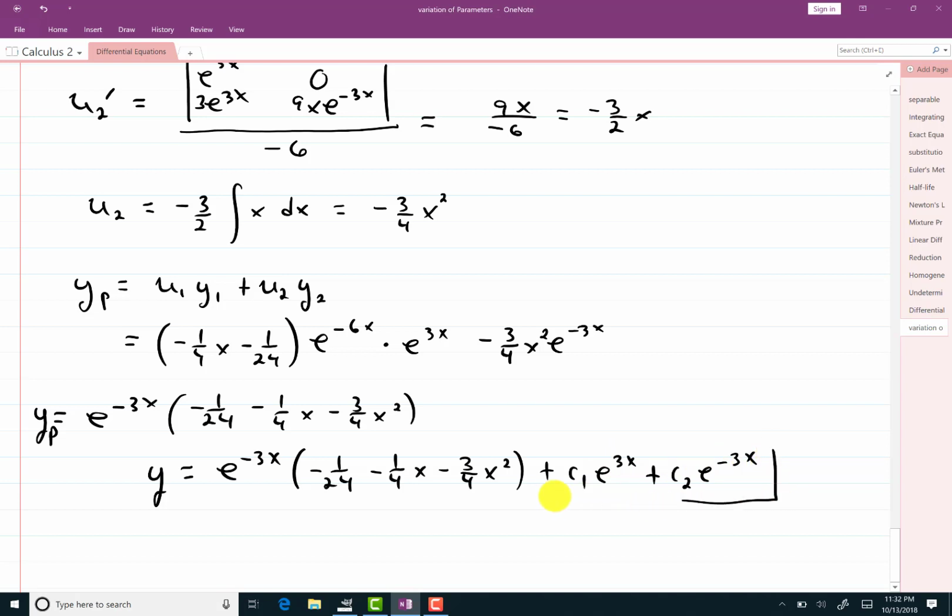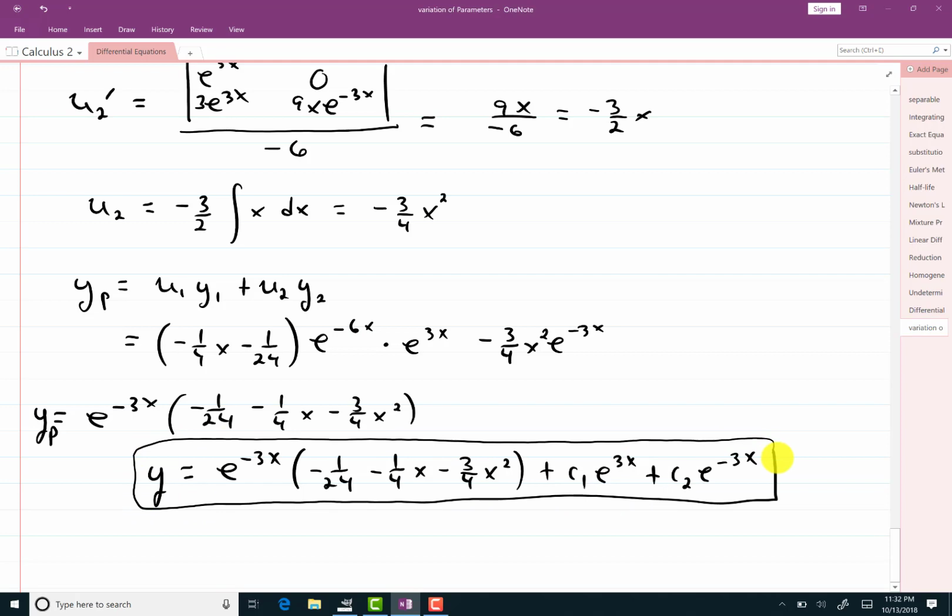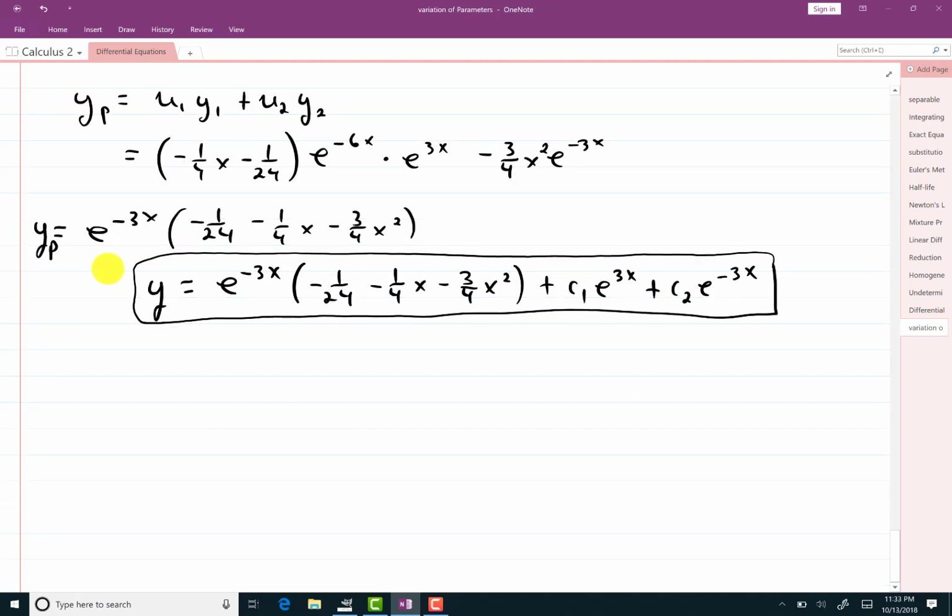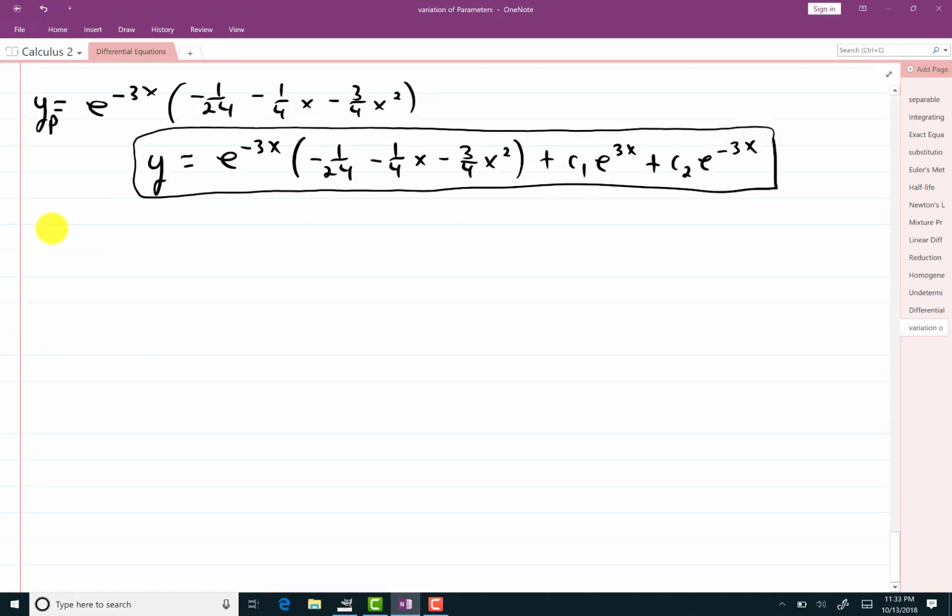These solutions look rather long, and they are, but we've tackled them in parts. For my last example, these are rather heavy, so I'm not doing a lot of examples. 4y double prime minus 4y prime plus y equals e to the x over 2 times the square root of 1 minus x squared.